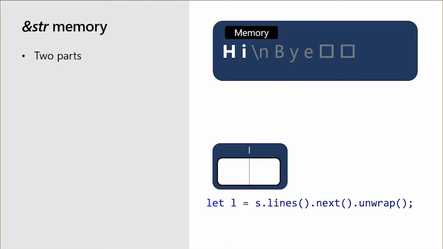&str, unlike capital S String, is composed of only 2 parts, a length and a pointer to the string data. l does not have access to the rest of s's string data. And while we have l, we won't be able to change the data s owns. l is an immutable view into data s owns. Rust guarantees that as long as we can use l, s cannot be dropped.